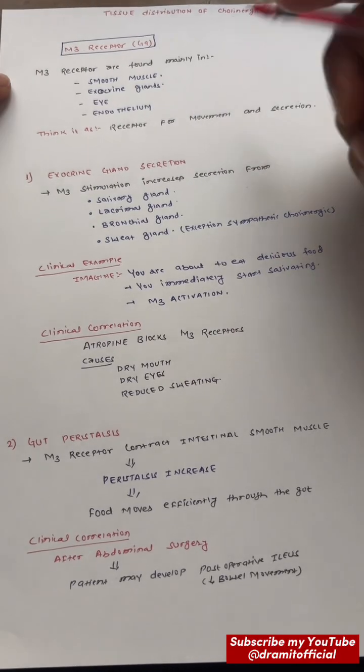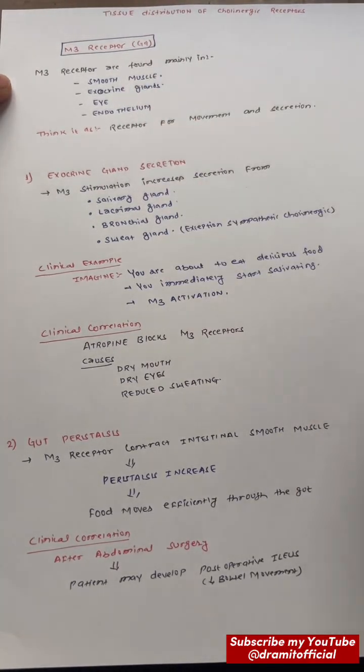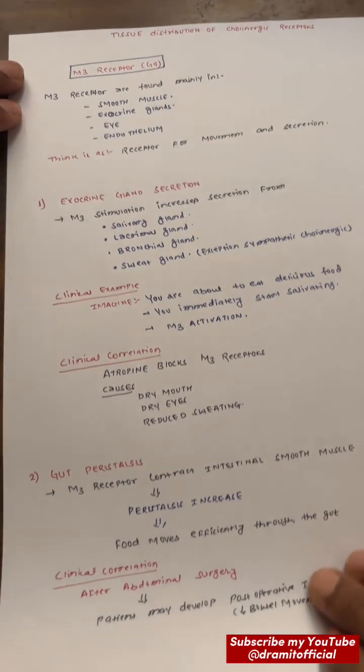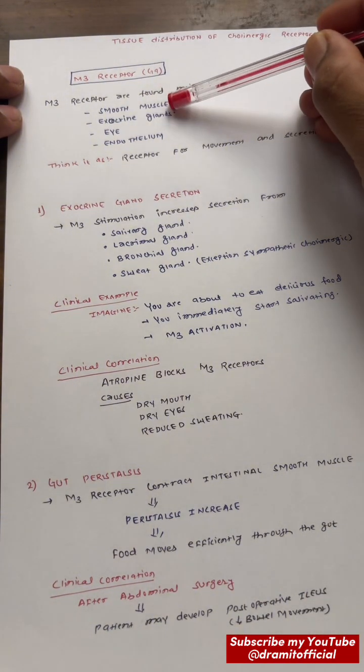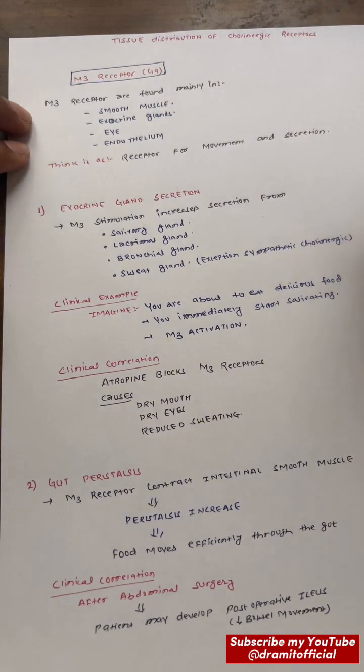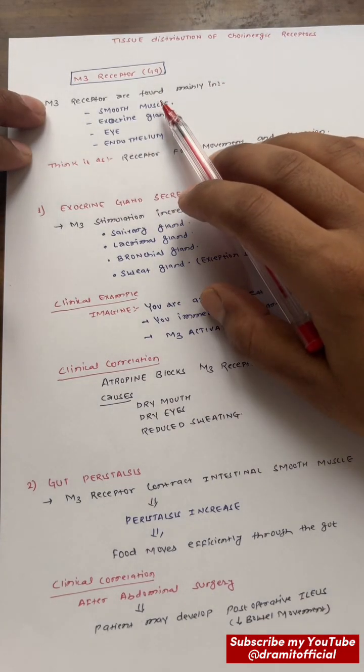Now we'll move forward and talk about M3 receptors. M3 receptors are mainly found in smooth muscles. Smooth muscles are found in different parts of our body, like the uterus and blood vessels. So in different organs we find smooth muscles, and in those smooth muscles M3 receptors are present.